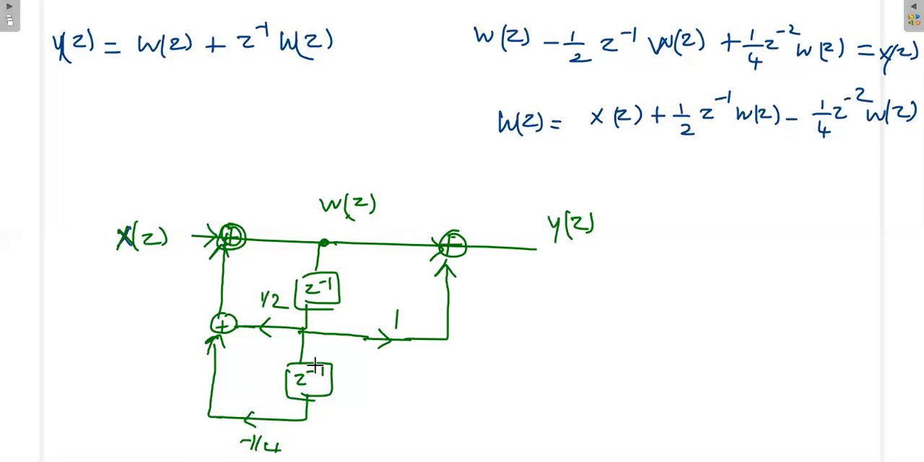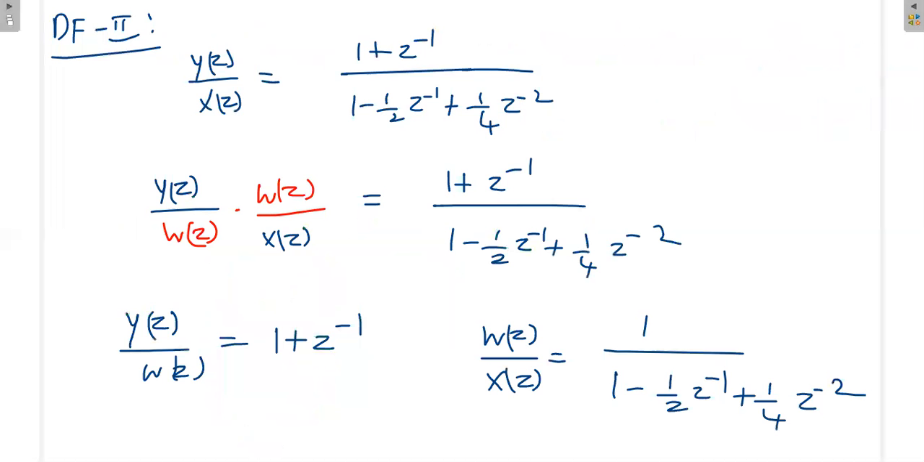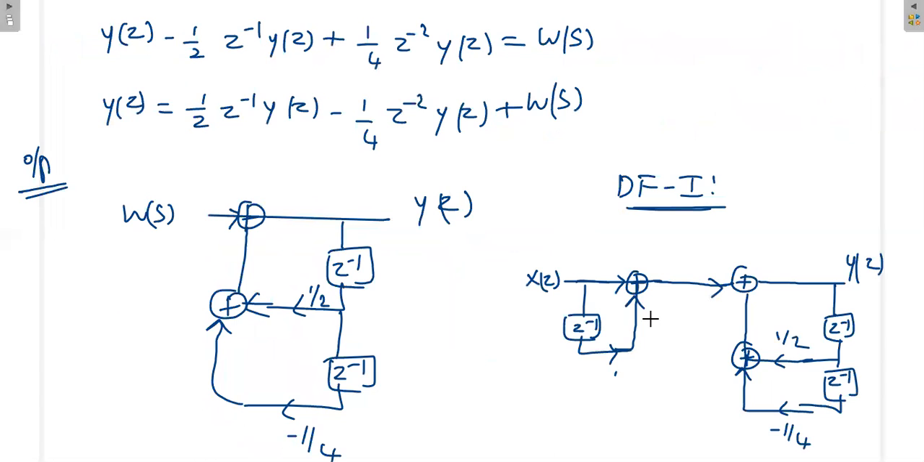Again, if you observe here, the delay element is common to both input and output, whereas in case of direct form 1 structure, the delay element is different. Okay, again separately we are using delay element at the input side, again separate delay element at the output side. Okay, that is the main difference between the direct form 1 and 2 structure. Okay, with this we will stop. Thank you.